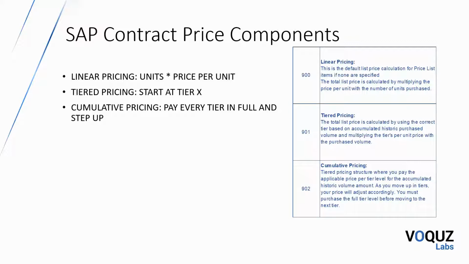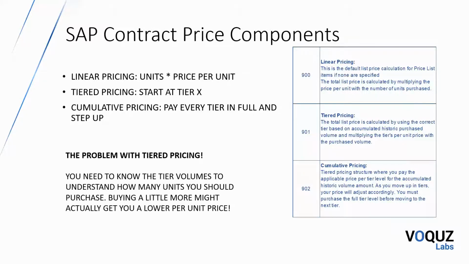Tiered pricing, on the other hand, is a volume-based pricing model where the more you buy, the cheaper the per unit price. The per unit price depends on which volume tier your purchase falls within. Cumulative pricing is also a tier-based pricing model, however you pay the per unit price for each tier in full before moving up to the next pricing tier. The problem with tiered pricing is that you need to know the tiers themselves to understand how many units you should purchase. For example, buying just a little more might actually increase you to a higher tier and get you a lower per unit price.